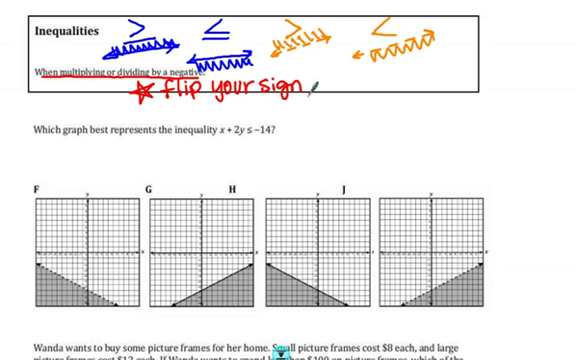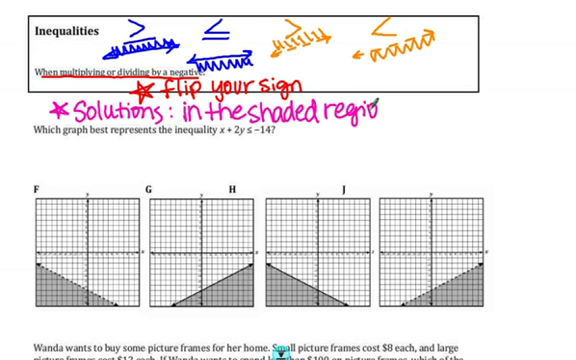Also make one last note somewhere that says, think about where the solutions for inequalities are. Well, why do we shade these things to begin with? That's because that's where all of our solutions are. That's our solution set. So solutions are in the shaded region. If I had a graph and I was shaded below, that means all of my solutions will be anywhere in here in the shaded region.